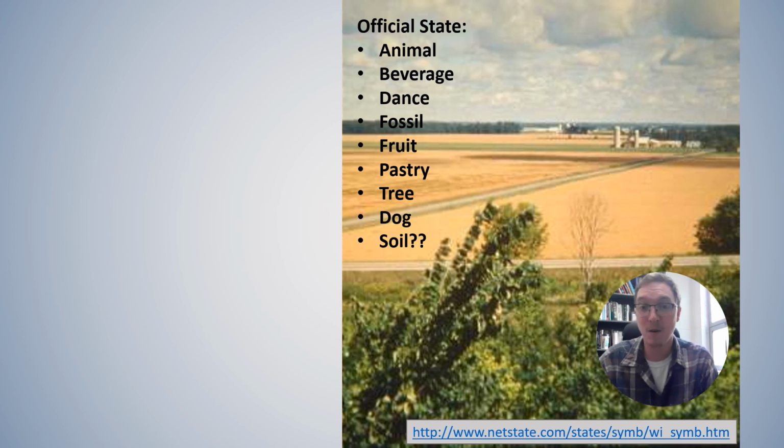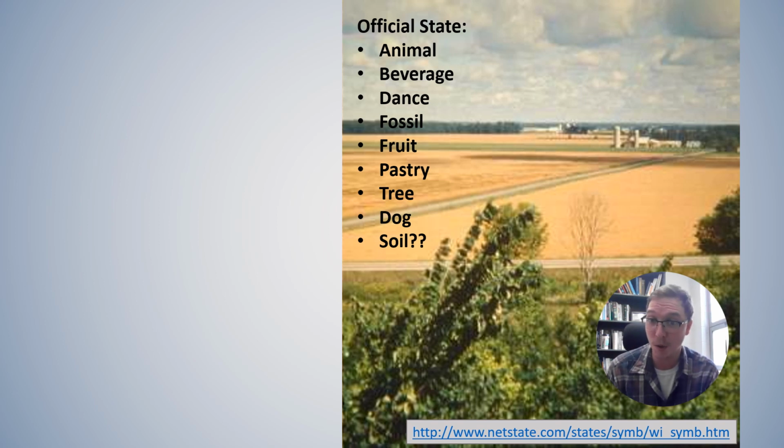Now, Wisconsin here, or Wisconsinites, we have an official state animal, badger, beverage, milk, dance, polka. The fossil is the trilobite. The fruit might be a cranberry. Pastry, I think, is the kringle. Tree, the tree and the dog stump me. Can't remember those off the top of my head.